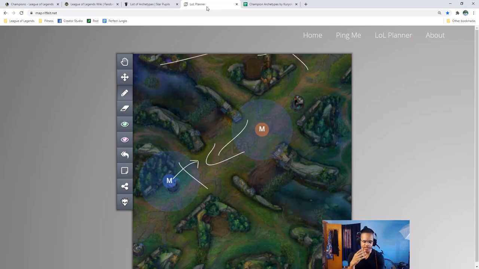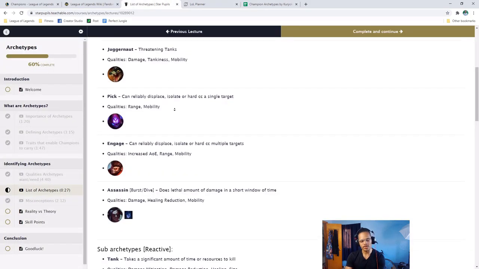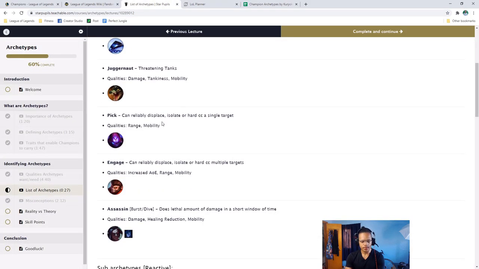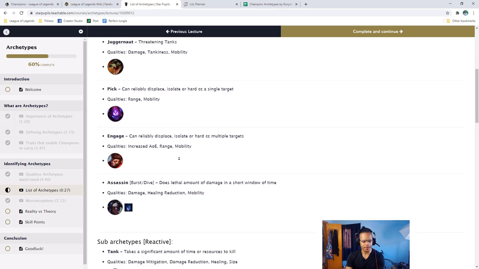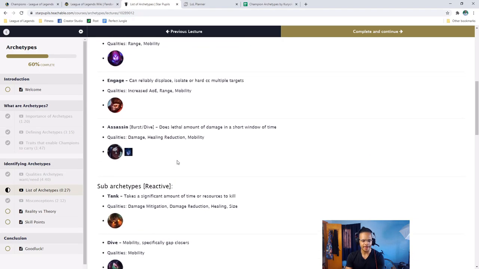and it might be amazing and might destroy them after I hit multiple people with my ultimate. But we don't really consider a champion an archetype unless they do it reliably. And so Sion is not an engage champion. And I already mentioned Assassin a little bit earlier, where it's a mix of burst and dive.